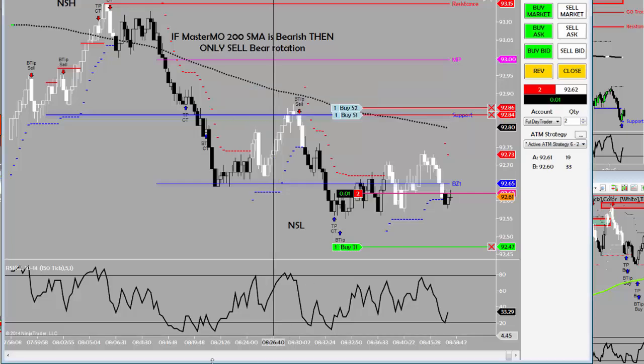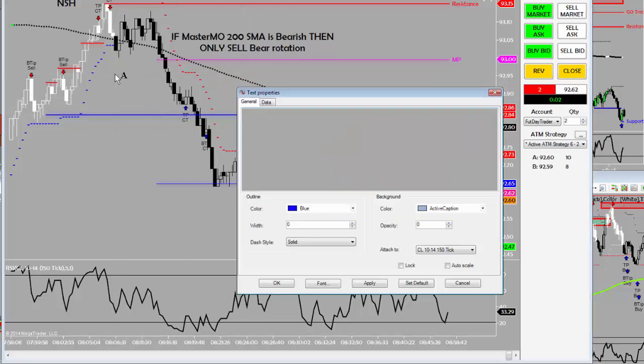Okay. All right, so back over here, right here we get the bear rotation while the master Mo is bearish, so we sell 2.